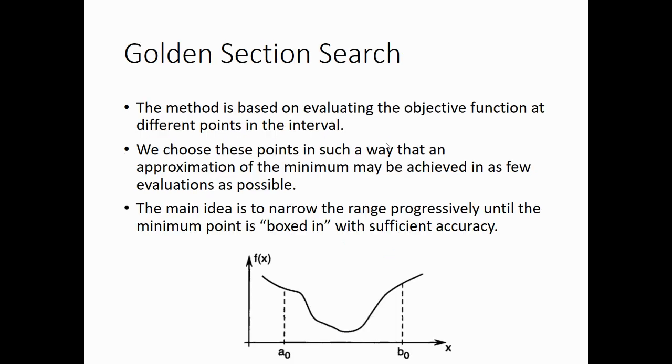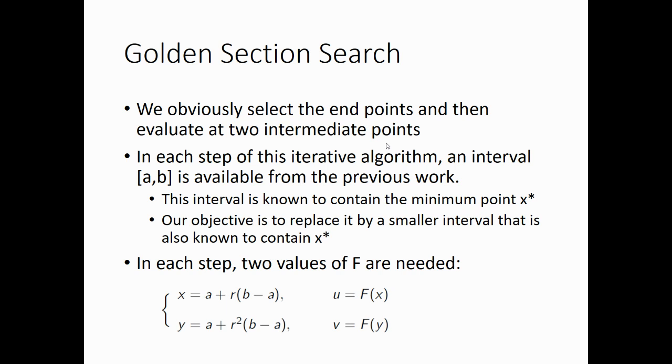First of these is golden section search, and this method is based on evaluating the objective function at different points in the interval. We choose these points in such a way that approximation of the minimum can be achieved in as few evaluations as possible. The main idea here is that we know the minimum is somewhere between A0 and B0. We want to narrow that range until the minimum point is boxed in with sufficient accuracy. Now, we obviously select the endpoints and then evaluate at two intermediate points.